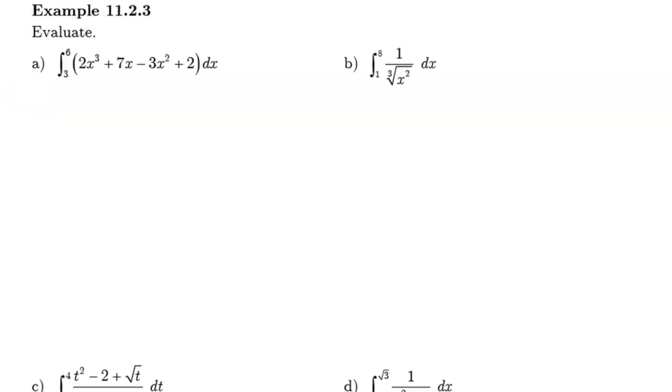So the first thing we're going to do is start off with the antiderivative of each of the terms in the polynomial function. So I have 2x cubed, so I'm going to kick that up one notch. 2x to the 4 divided by 4, plus 7x squared over 2, minus 3x cubed over 3, and plus 2x.